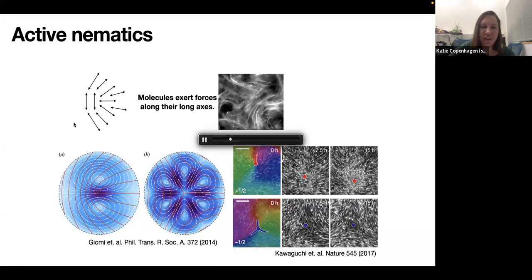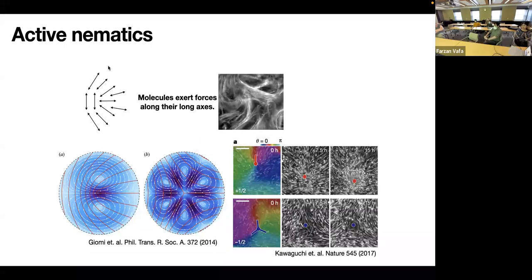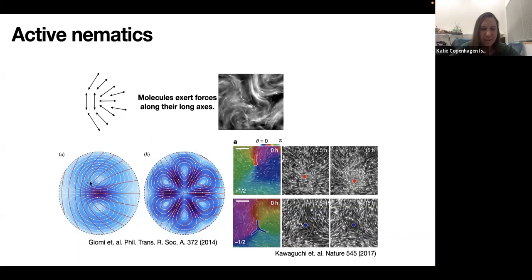And if you know that your active forces are stretching or compressing along your director field lines, or the directions of your molecules, you can solve for all sorts of interesting flow fields within your material. And you can show that these sorts of flow fields might be related to actual biological systems. So this is a system of neural progenitor cells where they showed that there are some points where cells tend to aggregate and some where they tend to deplete.